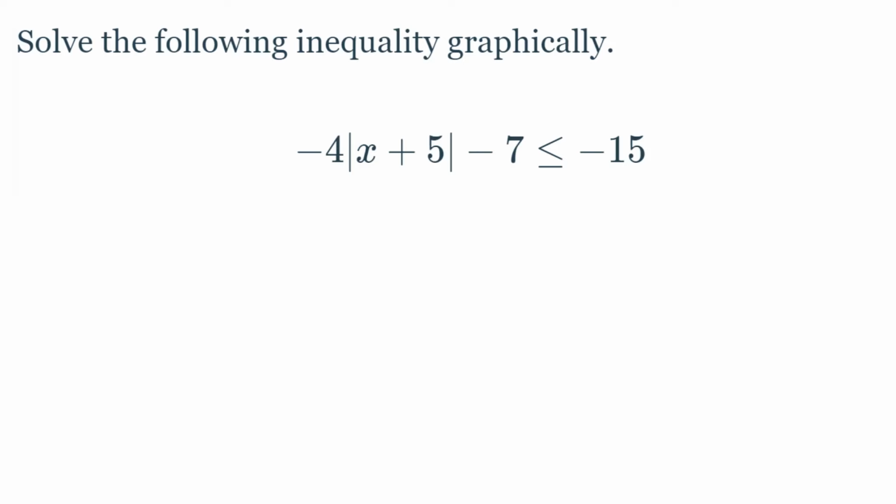Regardless of what we do, we always isolate the absolute value bar. So we're going to remove the things around it. And we have to do it in the reverse order of operations. So we need to move our 7 to the other side. So we add 7, which leaves us with negative 4 times the absolute value of x plus 5. And then this is negative 8.